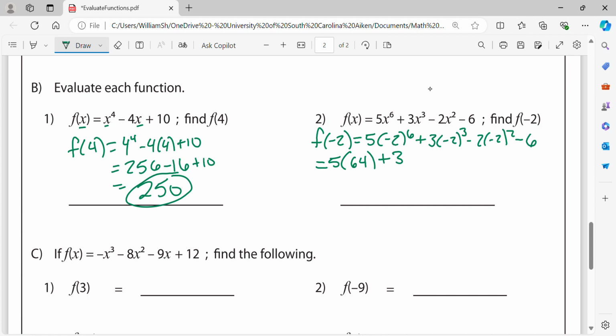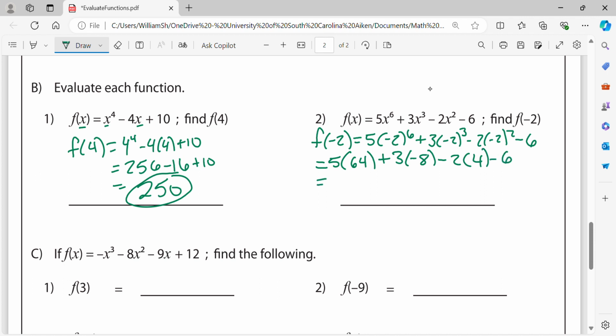Now we're doing 3 times negative 2 to the 3rd power. So negative 2 times negative 2 is going to give us positive 4, times negative 2 is going to give us negative 8. And then minus 2, negative 2 squared is 4, minus 6.